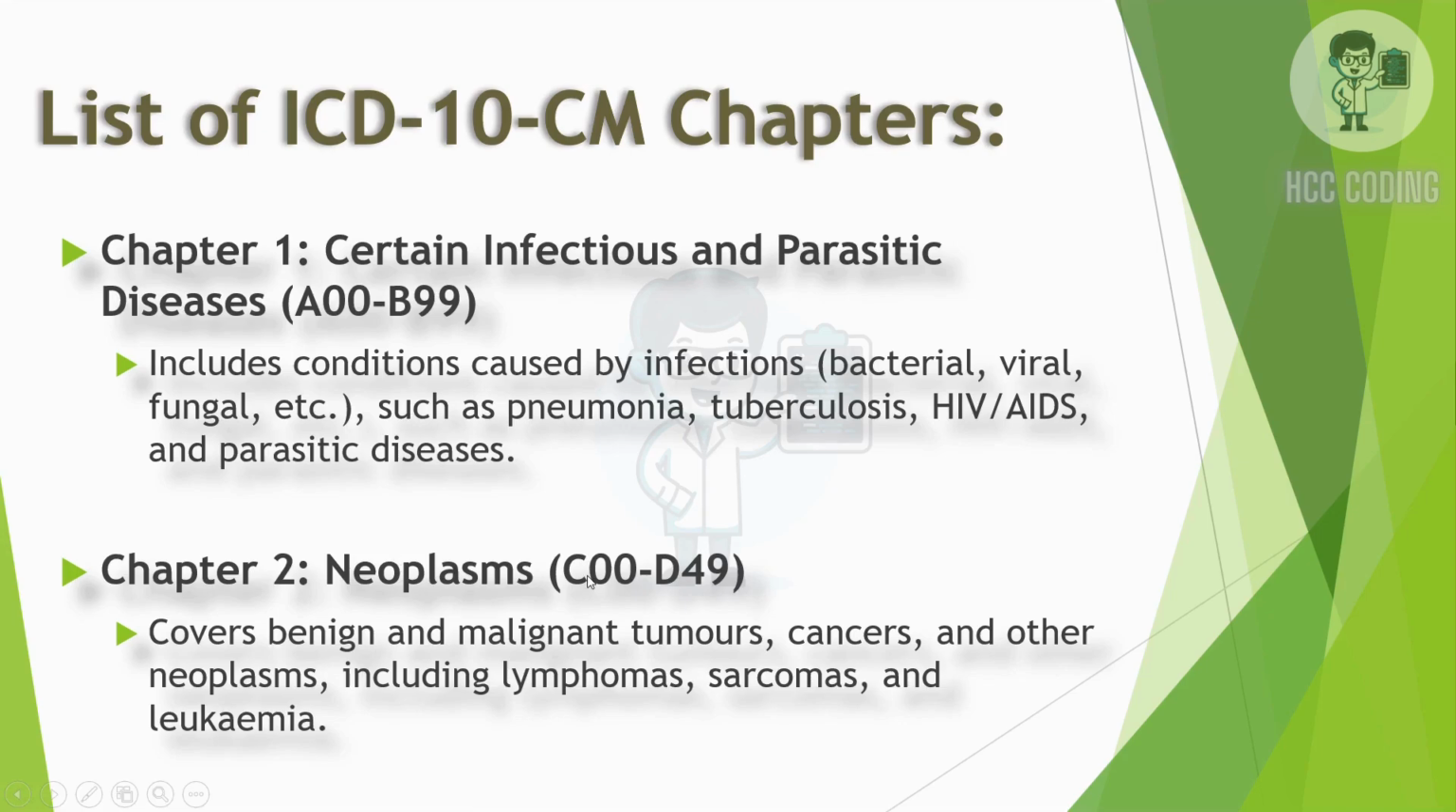Neoplasms, which includes C00 to D49 category codes, covering different types of neoplasm, like tumors. We will have benign neoplasms, malignant neoplasms, carcinoma in situ neoplasms, and neoplasms of unspecified or uncertain behavior. Different types of neoplasms are covered under chapter 2.